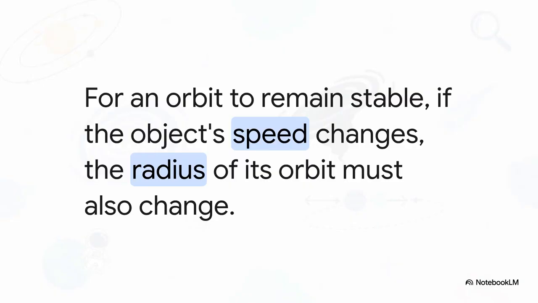And one more for higher tier. For an orbit to stay stable, speed and distance are completely linked. If a satellite speeds up, it has to move into a bigger, wider orbit to stay stable. If it slows down, it'll drop into a lower, tighter orbit. You can't change one without changing the other.